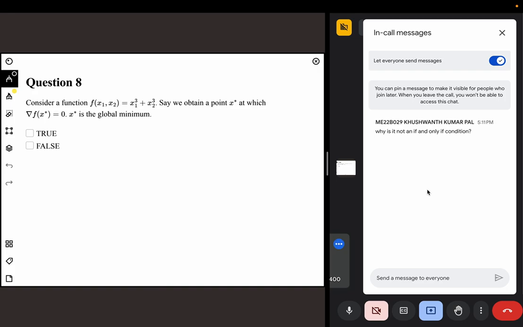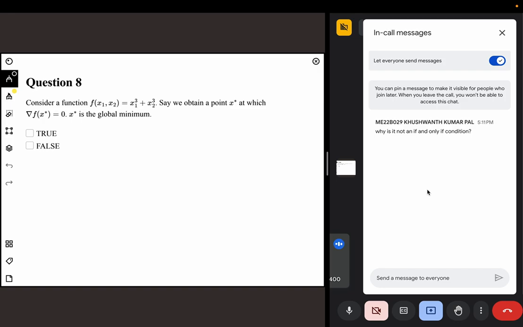So this we have just discussed. Okay, can you answer this? The function is f of x1, x2 equals x1 cube plus x2 cube, and we obtain a point at which grad f equals 0. X star is a global minimum. There are no constraints. So when you try to apply the KKT, all you have to do is first get the Lagrangian. Since there are no constraints, the Lagrangian will be equal to f, so that particular thing equal to 0. And I'm saying x star is global.